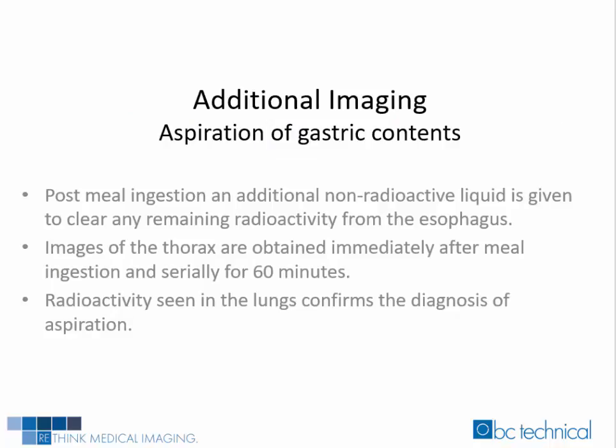Additional imaging is sometimes warranted. If aspiration of gastric contents is suspected, radioactive markers are placed for anatomic reference. Once the meal is completed, an additional non-radioactive liquid feeding is given to clear any remaining radioactivity from the esophagus. Images of the thorax are obtained immediately after ingestion as a baseline, and serially for 60 minutes thereafter. Radioactivity seen in the lungs confirms the diagnosis of aspiration.